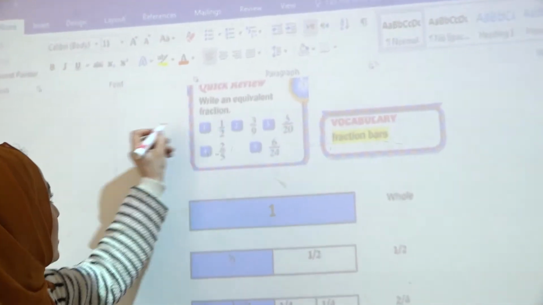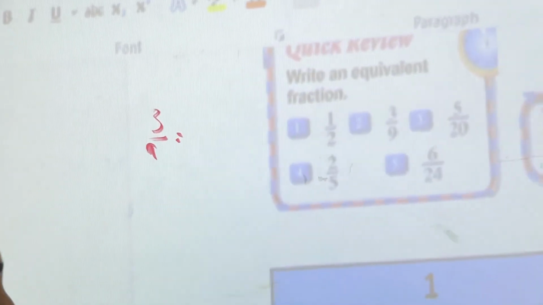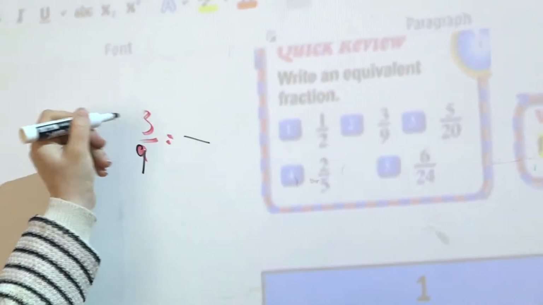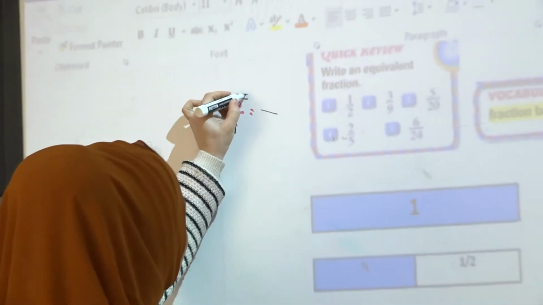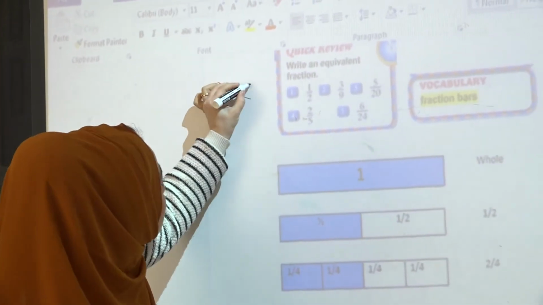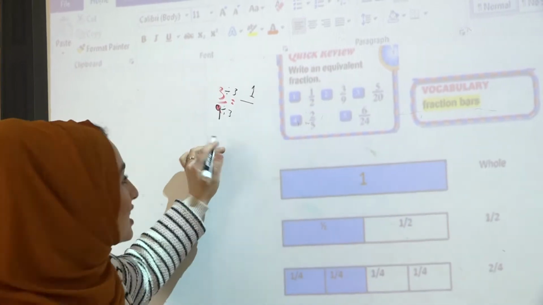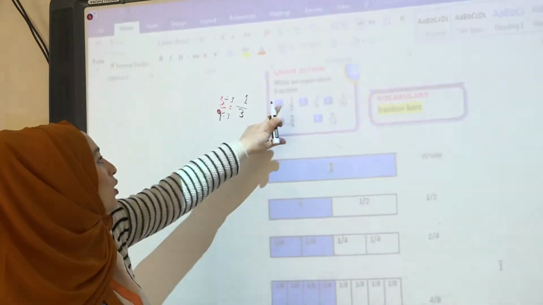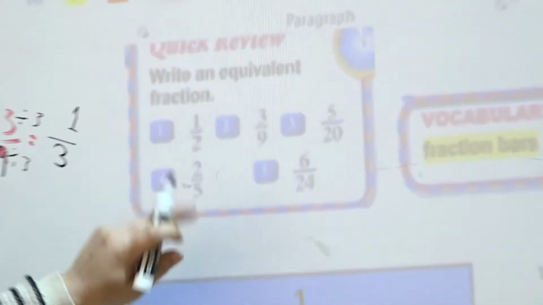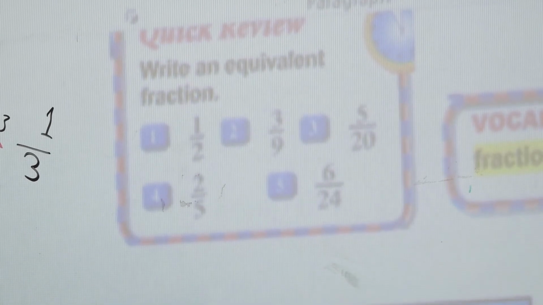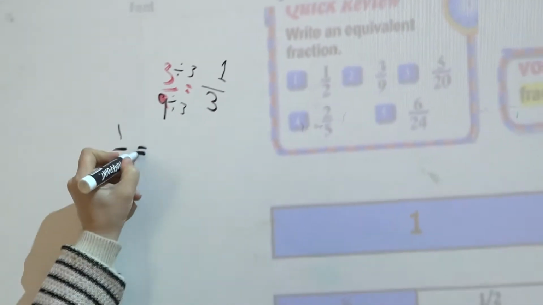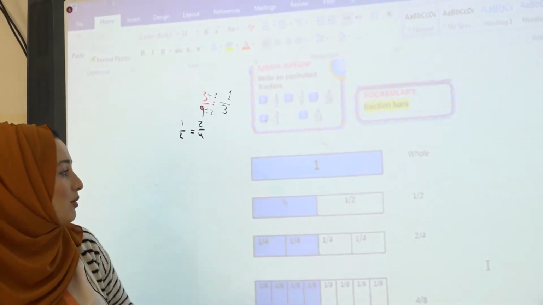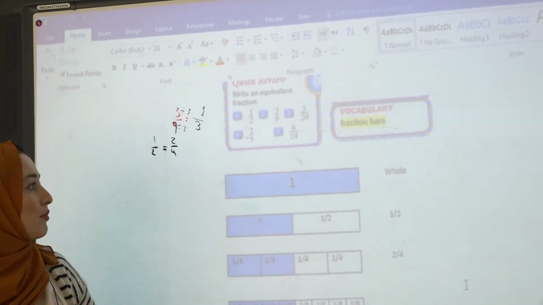For example, 3/9. The simplest form of this equals how many? We divide by 3: 3 divided by 3 is 1, and 9 divided by 3 is 3. At this time we use equivalent fractions. Now 1/2 is the same. The equivalent fraction for 1/2 equals 2/4, or and so on.